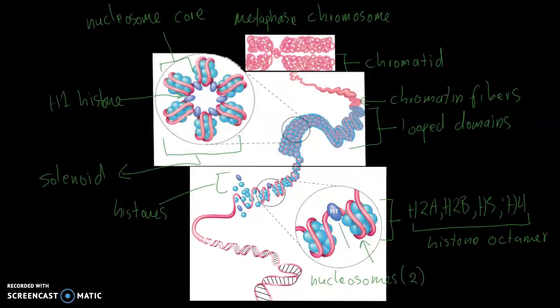This part here is the H1 histone protein that we've also seen before, and it has its own place between the 2 nucleosomes, in the unopaque space here, which we call the spacer DNA, or linker DNA.